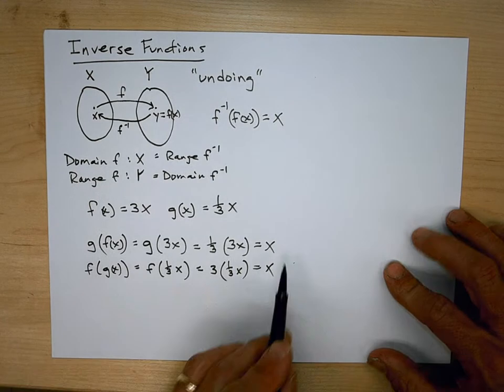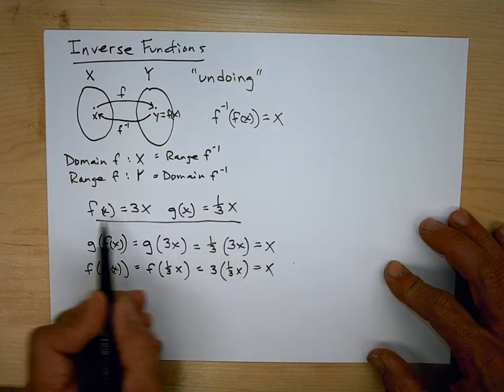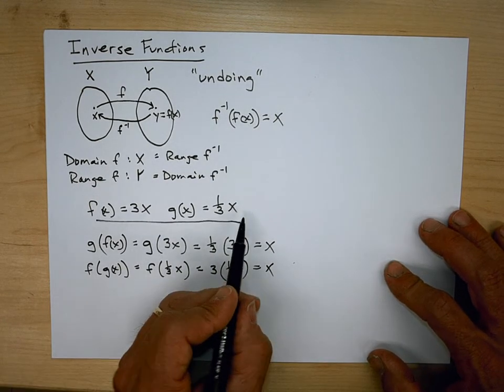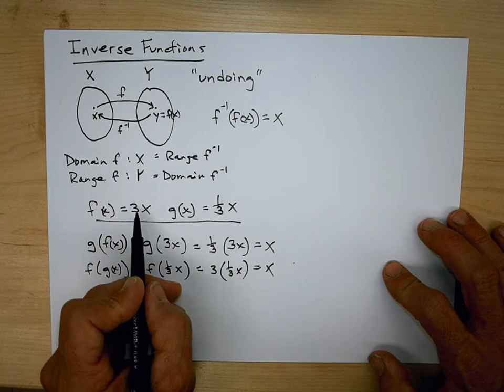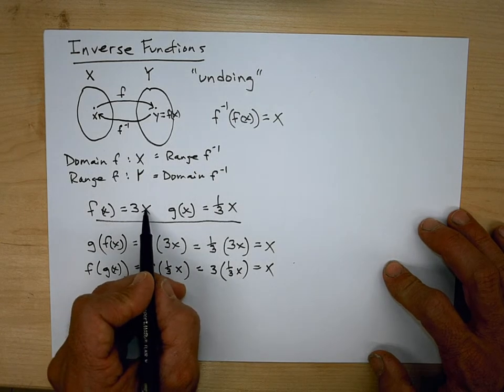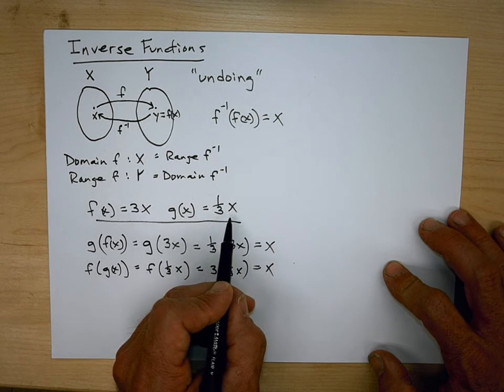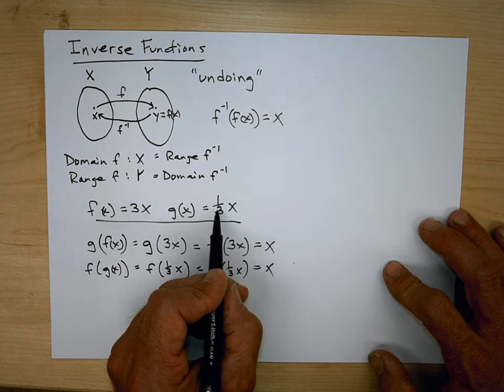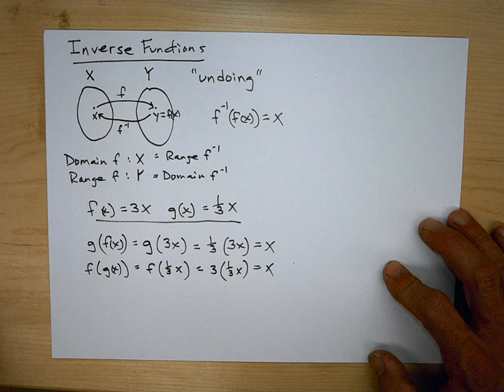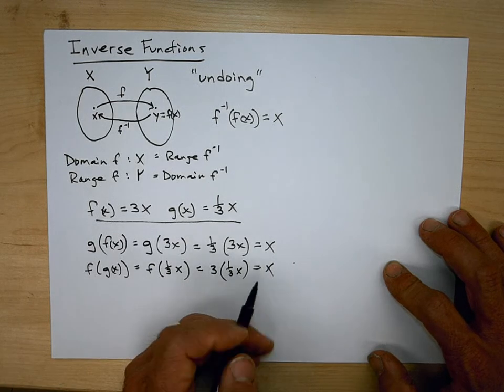In fact, we can generalize. This is just a specific example, and you can see from a common sense point of view, if I take a number and multiply it by 3, and then divide by 3, I should get back to the number I started with. Or if I take a number and divide by 3 and then multiply by 3, again, I'll get back to the number I started with. So that's what we mean by the undoing.